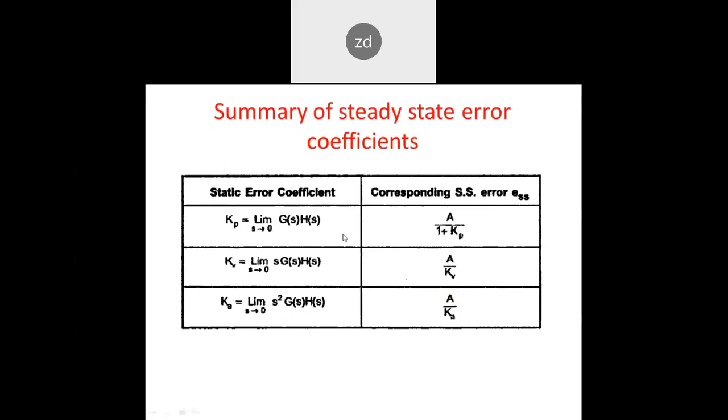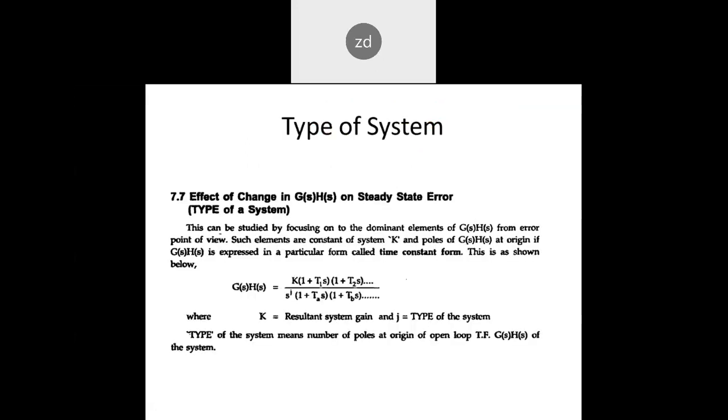So this is how the response you are getting. These have been summarized in the table. You can look at the table, and these are the values of the different error coefficients. Now when we are giving this error to any plant, the plant will have a different transfer function. There are two things in a system. One thing is called the type, and another thing is called the order.